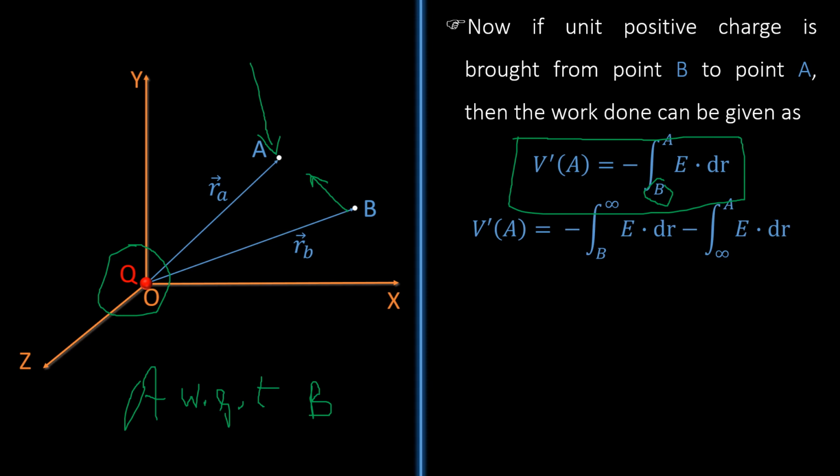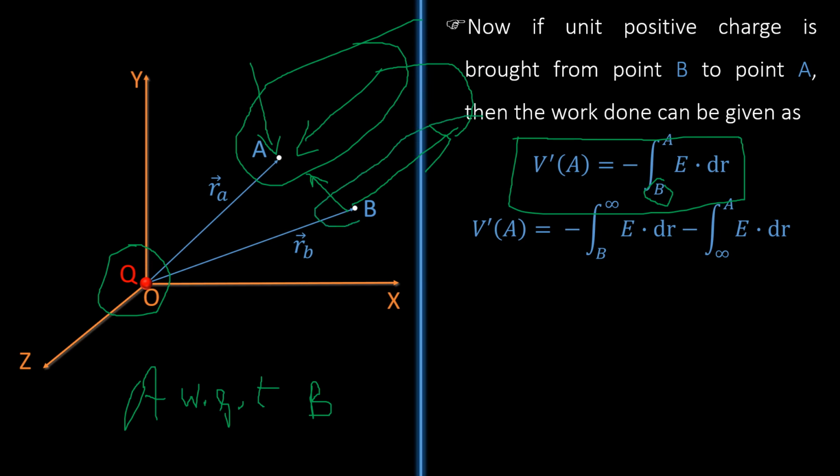So mathematically you can simplify it further. Instead of writing integration B to A, we can say first I will go from B to infinity and then I will come from infinity to A. So B to infinity and then infinity to A. So why to do so? Because we have expression for this journey, infinity to A, we know it is absolute potential of A. Infinity to B, we know it is absolute potential of B. So V prime A can be written as this.